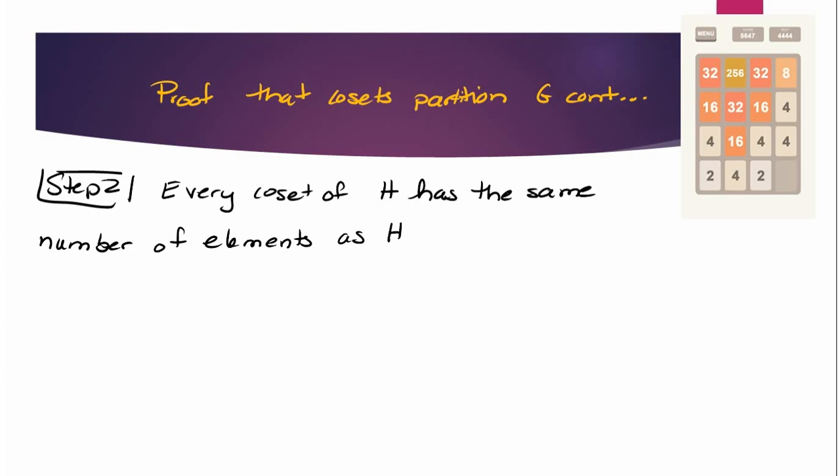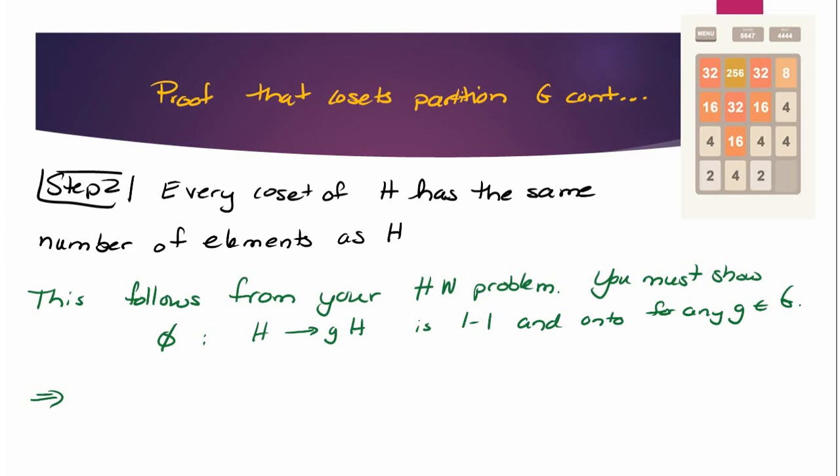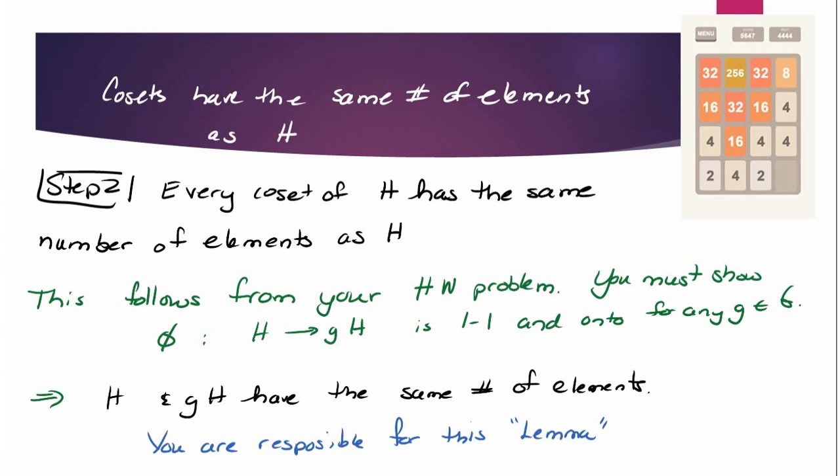Step 2 of Lagrange's proof is to show that every coset of H has the same number of elements as H. Well, I'm not going to show this. You are. This follows from your homework problem, where you must show that the function I gave you, from H into gH, is a one-to-one and onto function. I think I had gH going to H, the other way around, in your write-up, but it's a one-to-one and onto function, and therefore the domain and range have the same number of elements. So each coset has the same number of elements as the original subgroup H. This is a little lemma that you're responsible for.